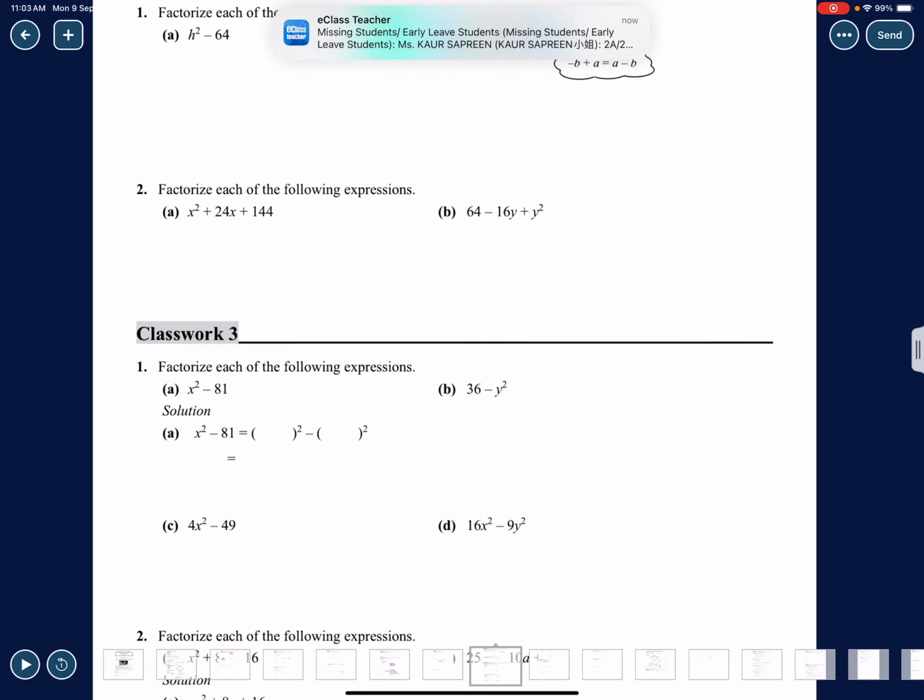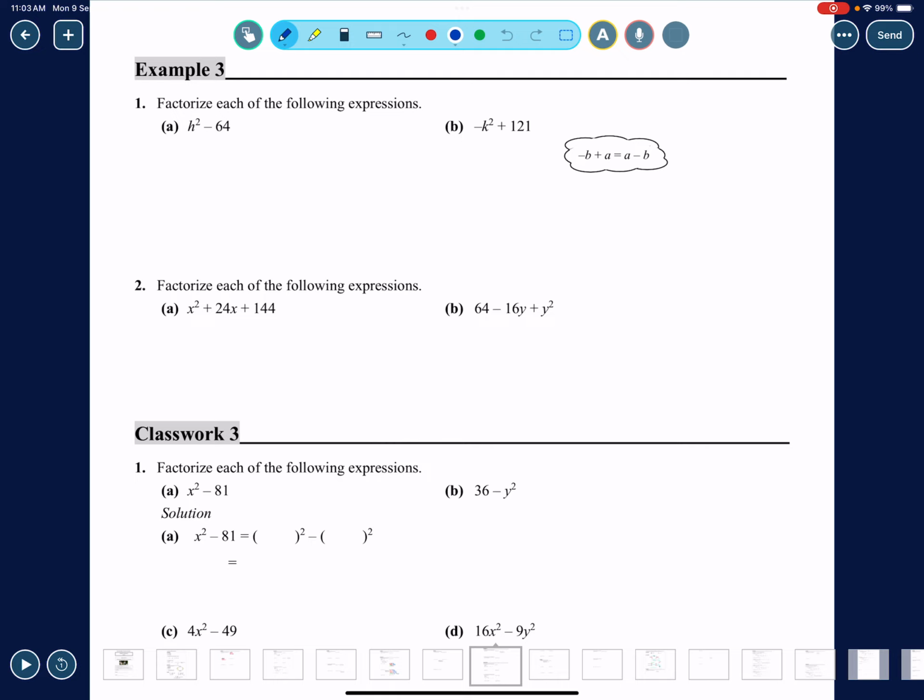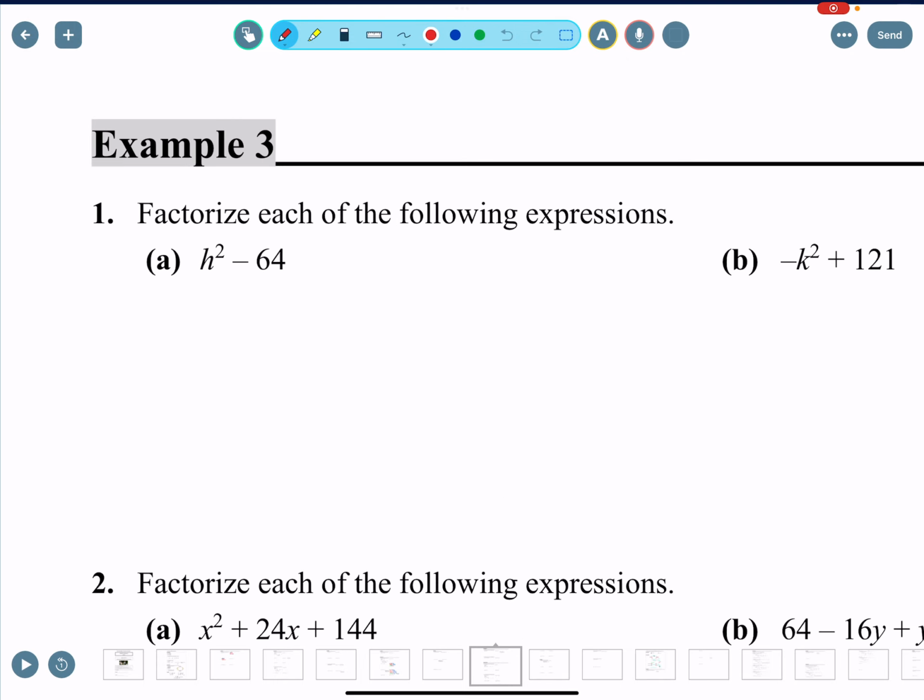Now moving on to identities. There are 2 identities I will teach you. The first one is the difference of 2 squares. 2 term squares. You have to put them in bracket square. h square minus 64, I'll probably give you a list of the square numbers. 64 is actually 8 square.